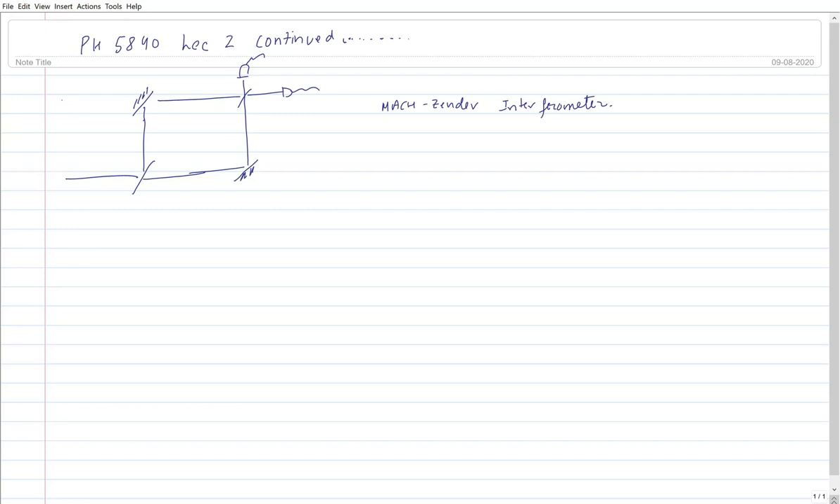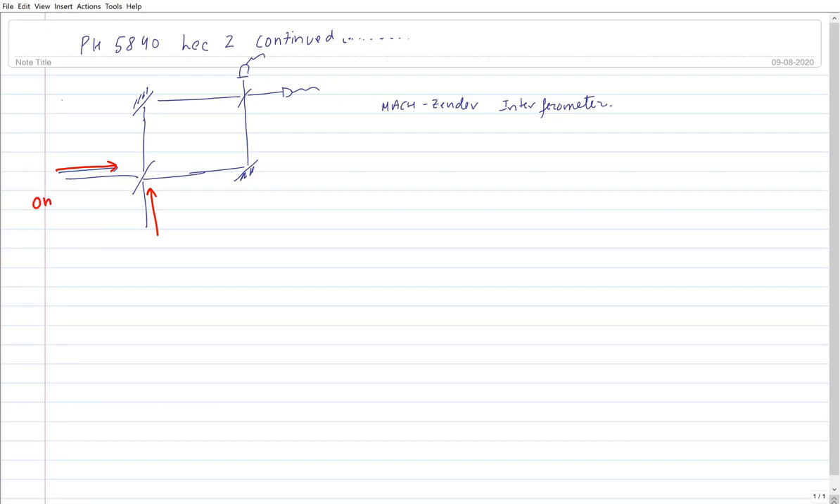Now, the way I have set it up, either the photon can come through this way, or the photon can come through this way. I'm just considering one photon at a time.